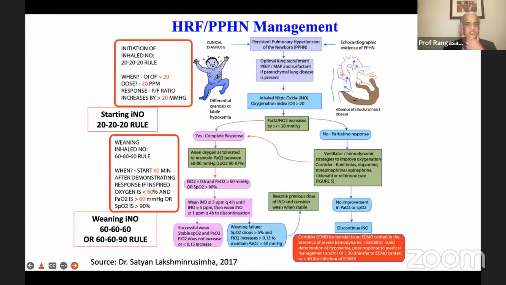Yeah, so if you're going to start nitric oxide, this is the rule that Dr. Satyan recommends. OI more than 20, use 20 parts per million, and response is PF ratio improves more than 20. Wean the FiO2 first after 60 minutes of starting, and the FiO2 is less than 60, and the PO2 is more than 60. I use the 60, 60, 90 rule.